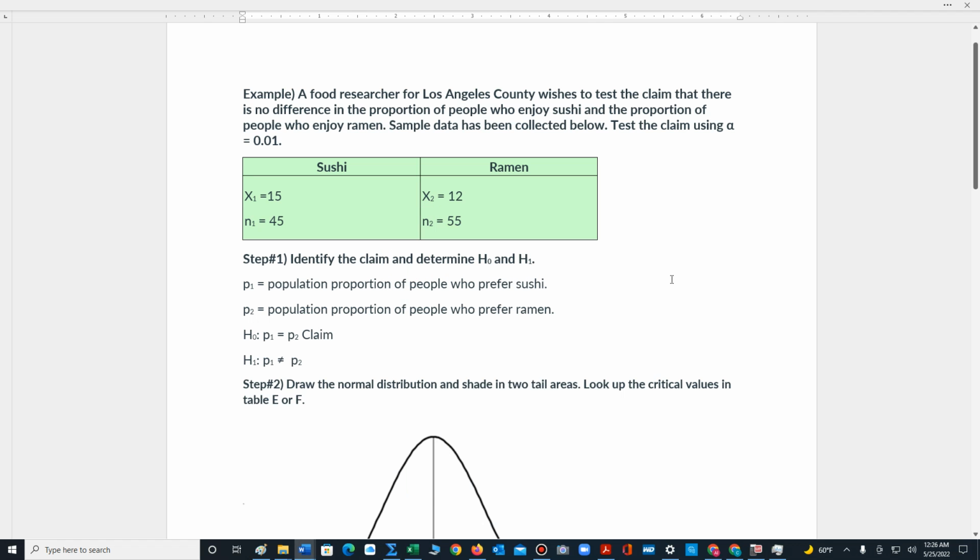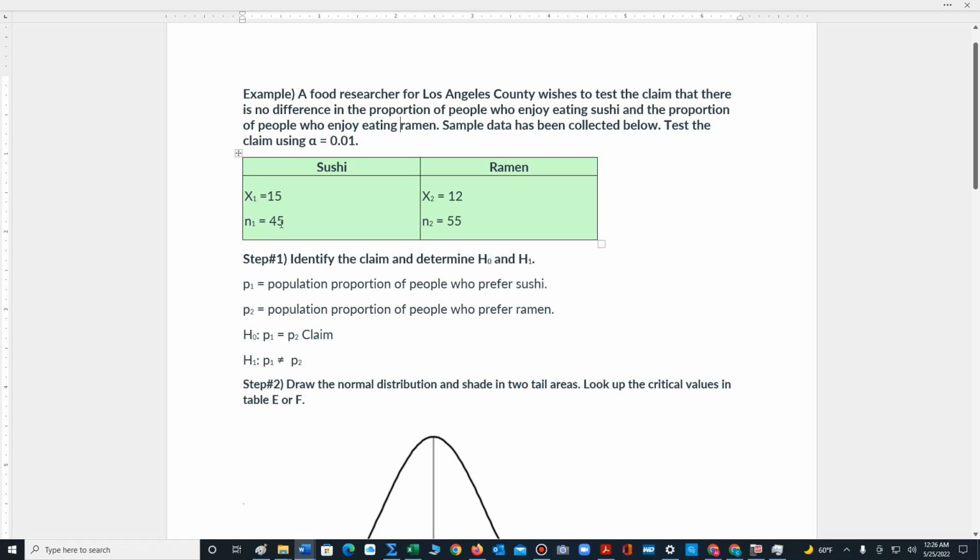This is a worked example for a z-test to compare the difference between two proportions. We begin with the following example. It states that a food researcher for LA County wishes to test a claim that there is no difference in the proportion of people who enjoy eating sushi and the proportion of people who enjoy eating ramen. Sample data has been collected below. Test the claim using alpha 0.01.